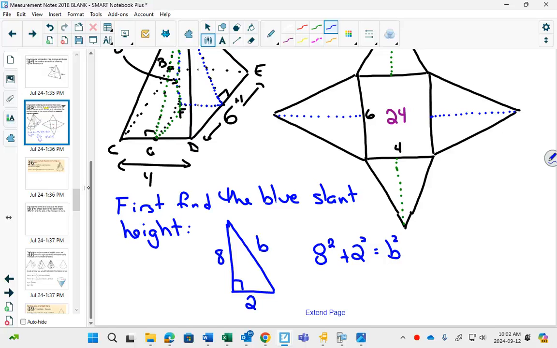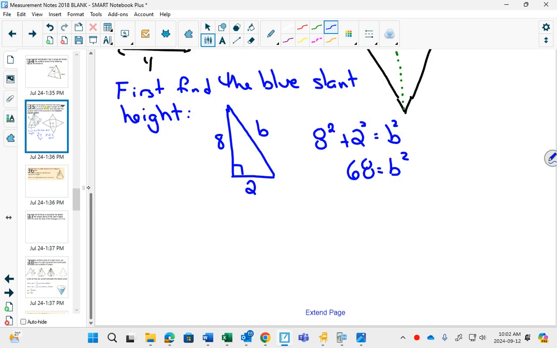Who decided on using a, b, and c? Maybe there's another country that says, oh, we always learned f squared plus g squared equals h squared, because h is hypotenuse. I don't know, doesn't really matter. But this is our hypotenuse, that's what I want to solve for. I had chosen b because I used blue for color. Okay? Now, 64 plus 4, this is going to be 68 equals b squared. And how do you get rid of a squared? Square root. Okay?